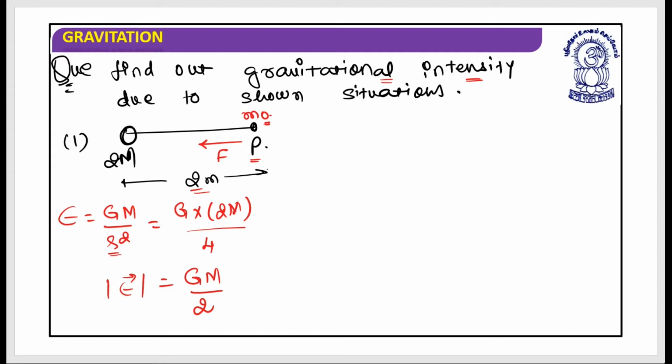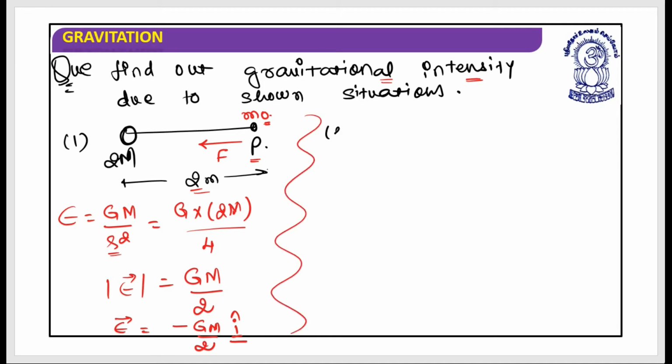So the direction of force is in the negative x direction. So even the direction of the electric field, I'm sorry, the gravitational field, will be in this direction. It's minus Gm by 2 i cap. I hope this is clear. Are you sure? Can you do this?